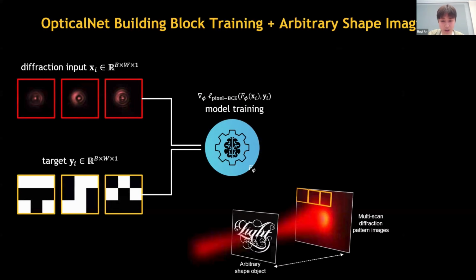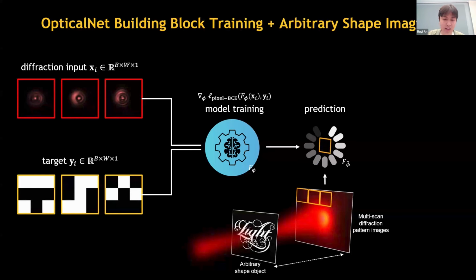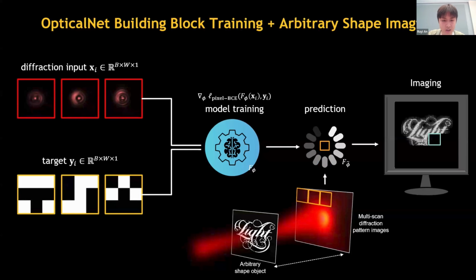And once the model is trained on these simple square patterns, we use it to perform inference on the diffraction images we collected from the arbitrary shapes, for example, the light patterns we have seen here. To do this, we scan the complex shape regions continuously, producing the diffraction images for many small overlapping patches. Each patch is passed through the model to generate local predictions, and these predictions are stitched together to reconstruct the full object image on the right.